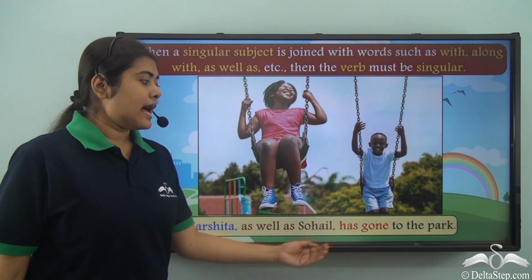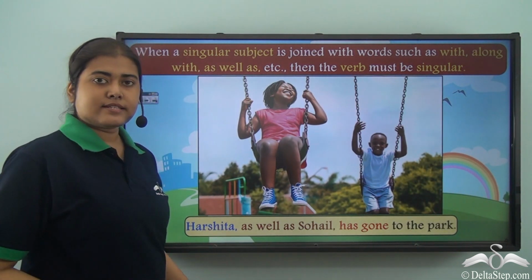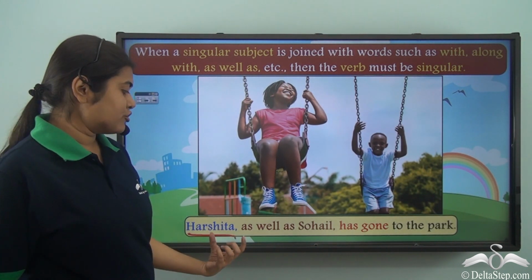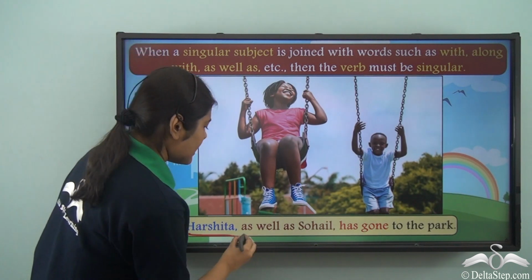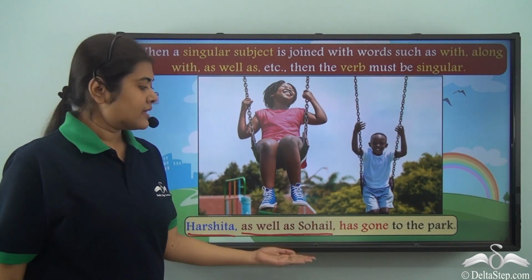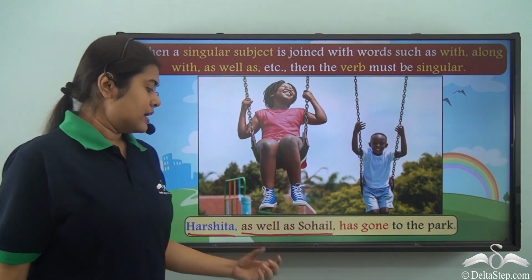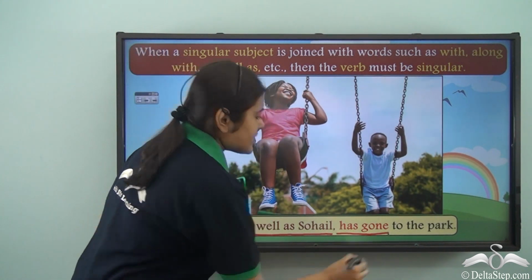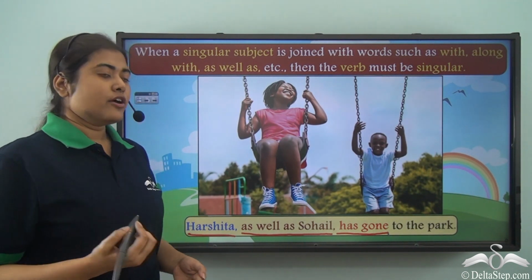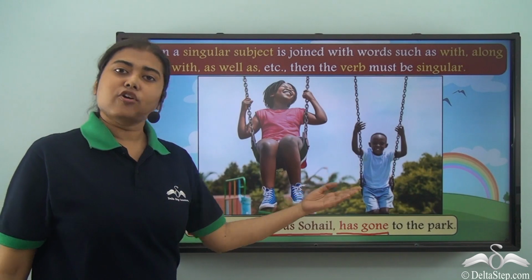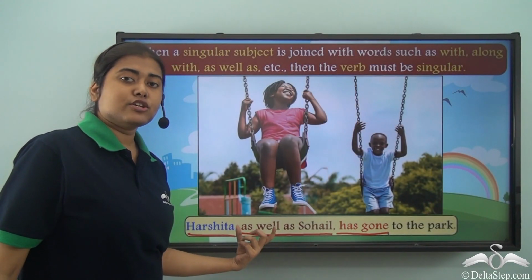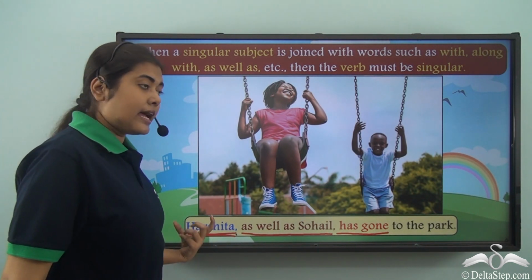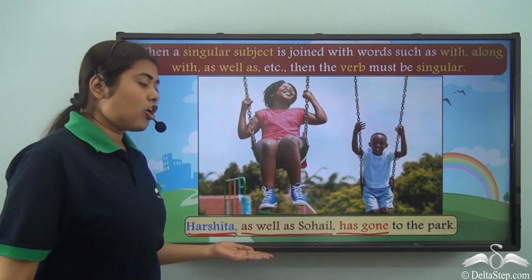Harshita as well as Sohail has gone to the park. Now in this sentence as well, Harshita is the name of a person, so it is singular, and what do we have? As well as Sohail. So here is another phrase joined with as well as, then we have has gone to the park. Now since our subject here, Harshita, is singular, we have used has gone. But if you try to understand the meaning, we actually mean that two people have gone to the park. But because we have joined the part using as well as, we are just going to consider this portion as our subject and accordingly place a singular verb and not a plural verb.